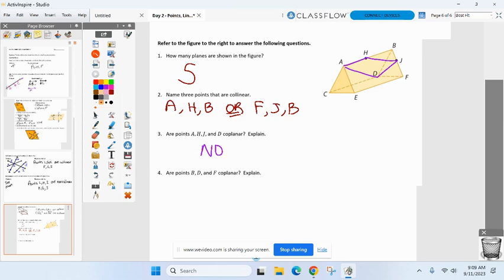How about B, D, and F? Do B, D, and F form one of those planes, or lie on one of those 5 planes? Yeah. Yep. Watch. It's the back one. B, D, F. Right there, it forms that back one. So that's a yes. Is everyone seeing the clear difference between 3 and 4?